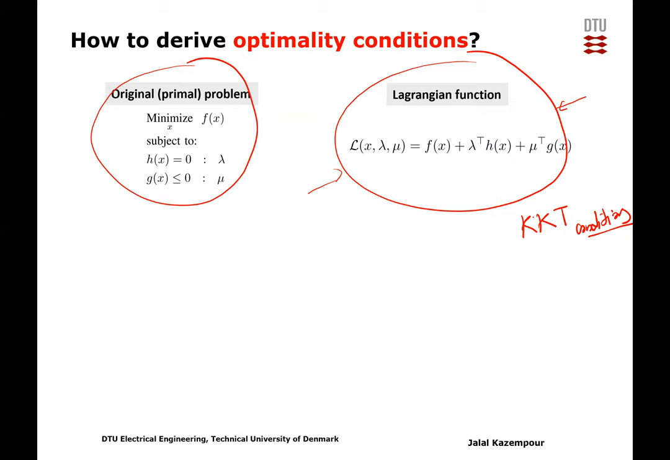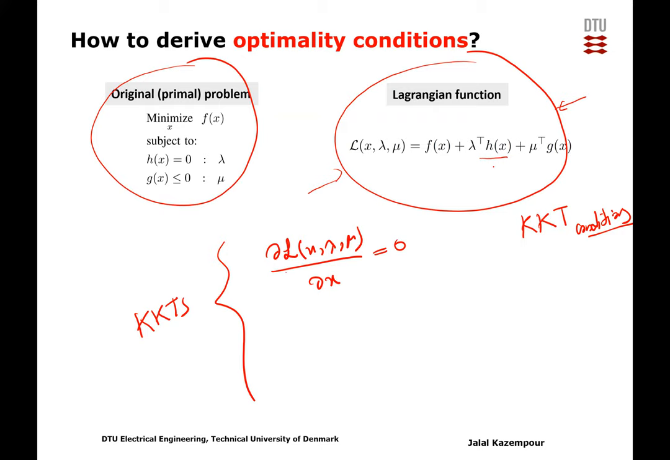The KKT conditions are a set of equality and inequality constraints. The first one is the derivative of our Lagrangian function with respect to every single primal variable, which should be equal to zero. So if you have five primal variables, you need to have five equality constraints, achieved by taking the derivative of the Lagrangian function with respect to each primal variable. Then you have your original equality constraints, h of x is equal to zero. You have your inequality constraint, g of x is less than or equal to zero.